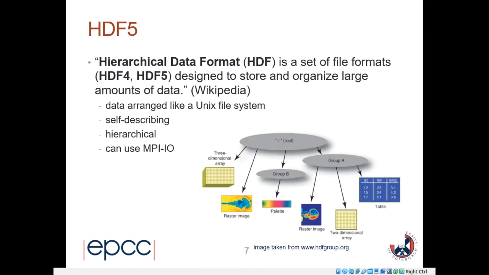So HDF5, I'm not an expert, but it stands for hierarchical data format. It's a set of file formats designed to store and organize large amounts of data. It's arranged like a Unix file system. It's self-describing, hierarchical, can use MPI. So it's very, very sophisticated. It's not really a file, you can have whole hierarchies within it. But the main thing is it has metadata and it's self-describing. So you can ask an HDF5 file, what are you? And it will say, oh, I'm a 512 cubed array of doubles, for example.